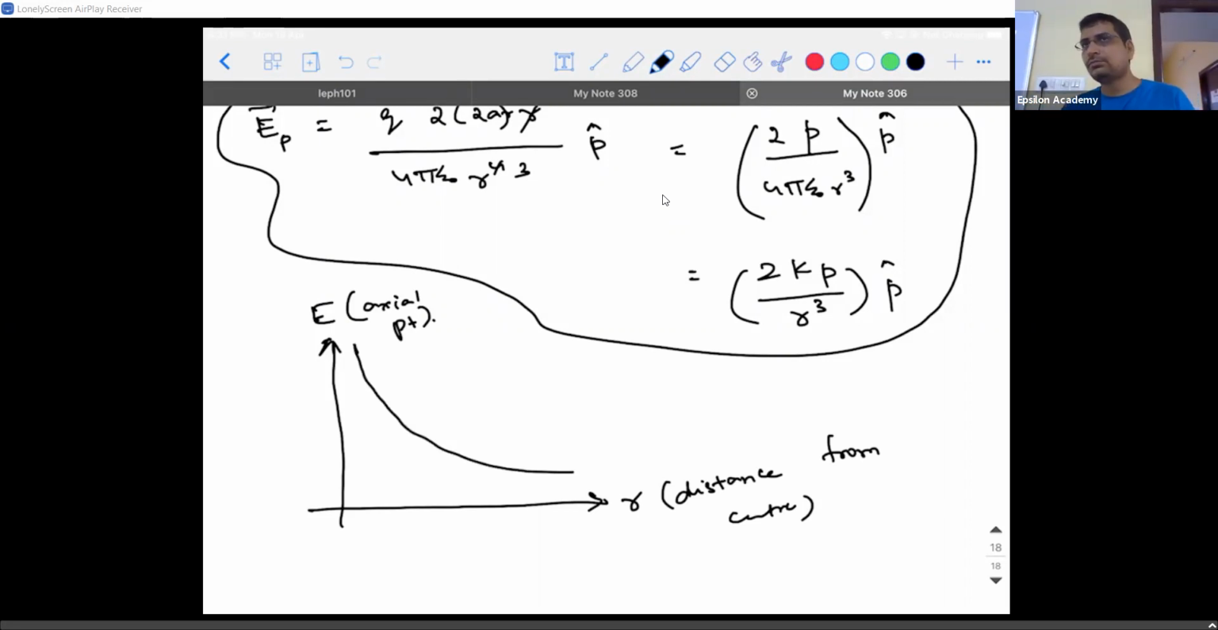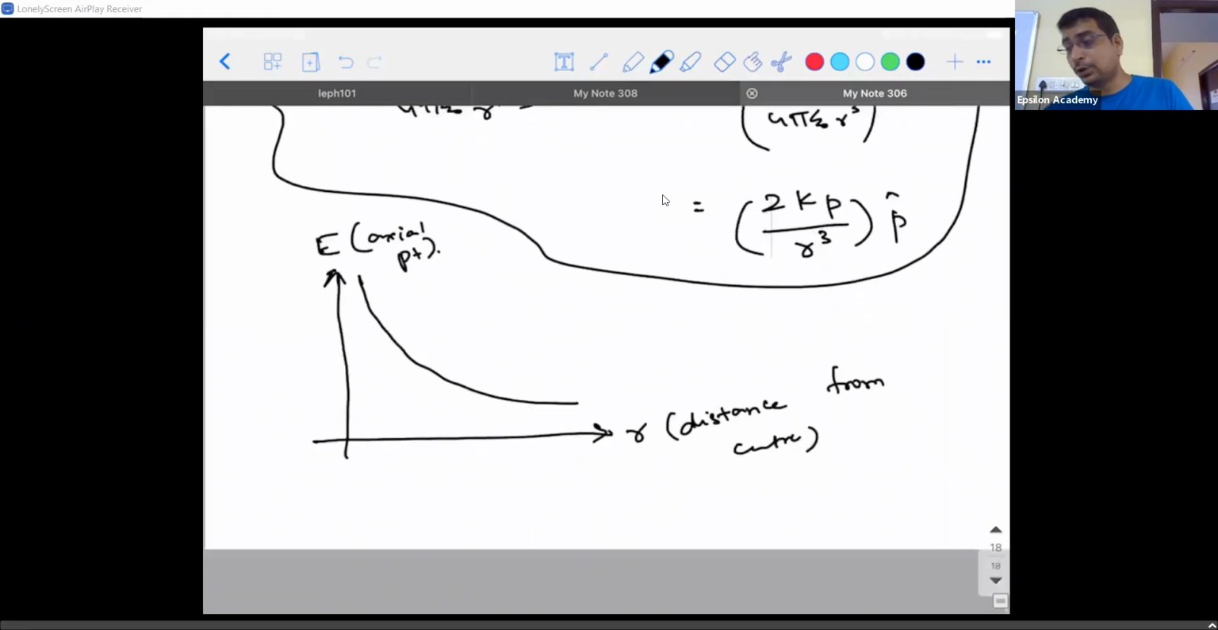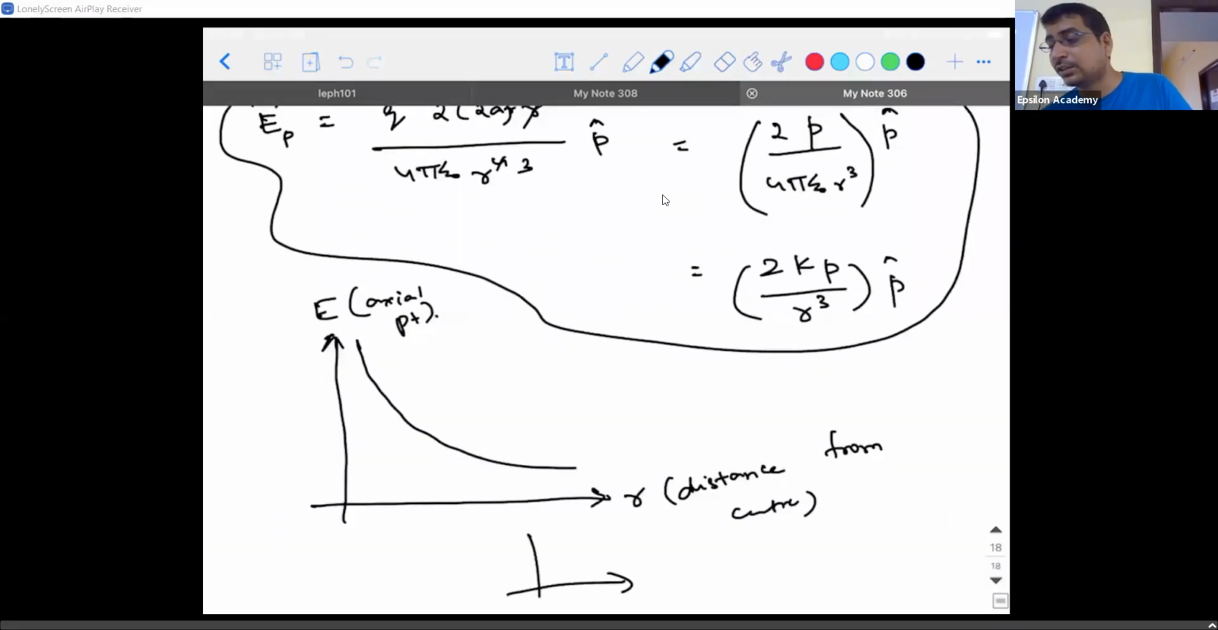In the exam, if at all they have an MCQ, they can give you options like this also. This is a straight line. If this is one of the options, which one will you choose? Obviously, the one where it is decreasing in the form of a curve. I hope it is clear.